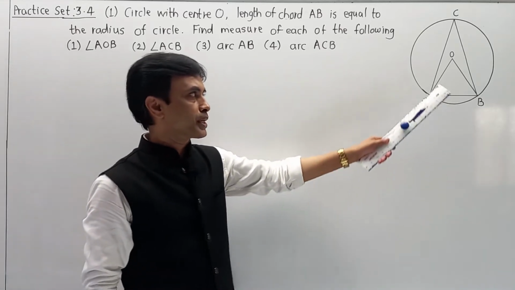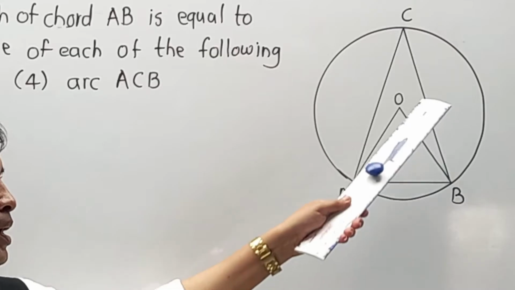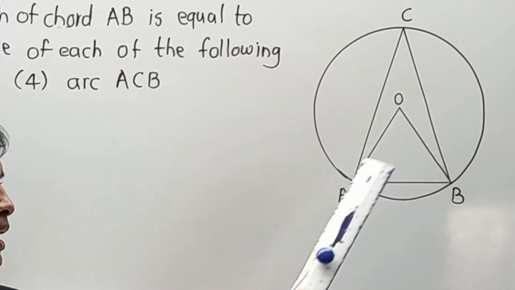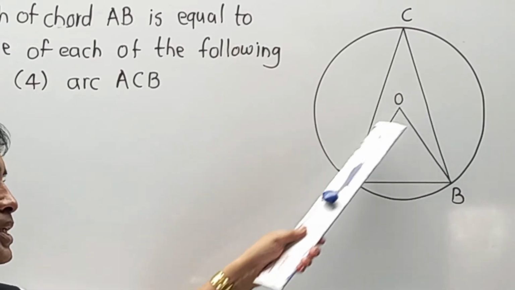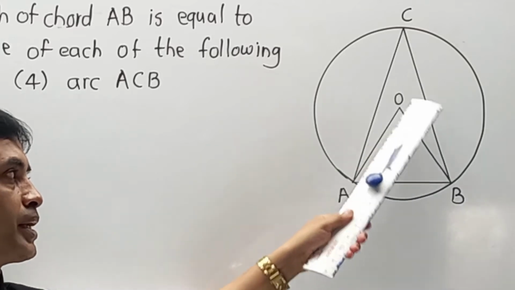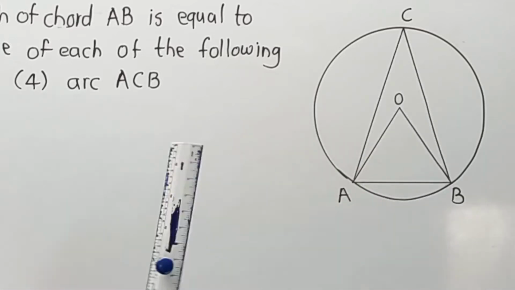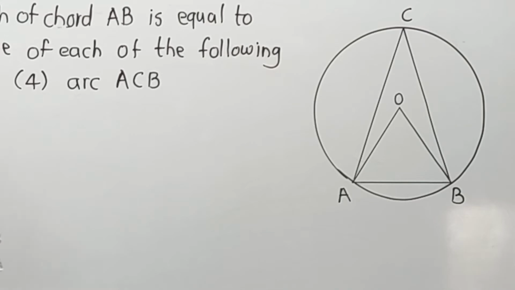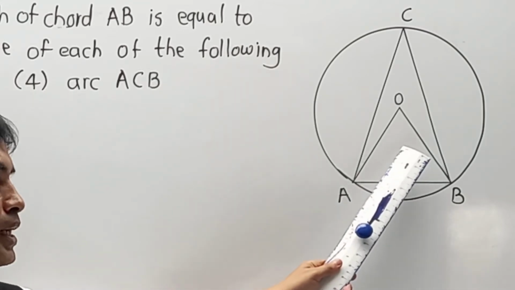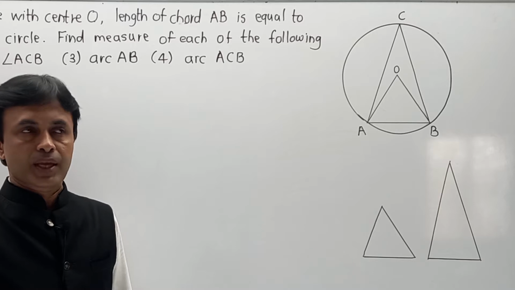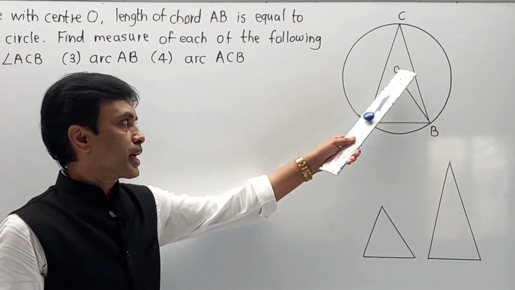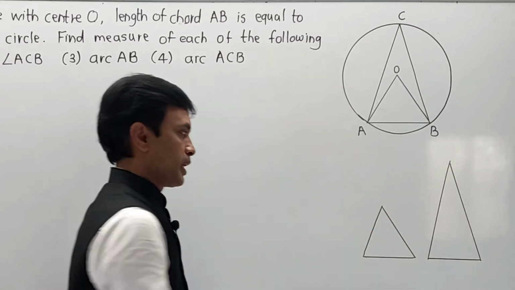First of all, I am going to elaborate that part in terms of a diagram. O is the center of a circle and this chord AB is equal to the radius. In short, you can say that OA equals AB equals OB. Next, find the measure of the following, and they have given four questions. It contains two triangles, and as a part of simplification, I am going to draw them externally so that everyone can understand. Now here I have drawn triangle OAB separately.